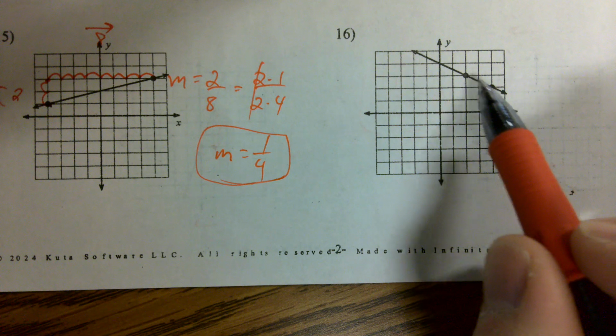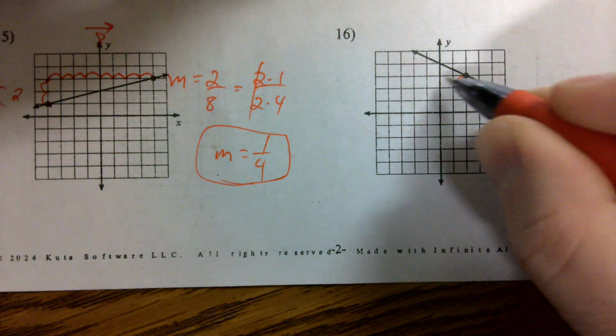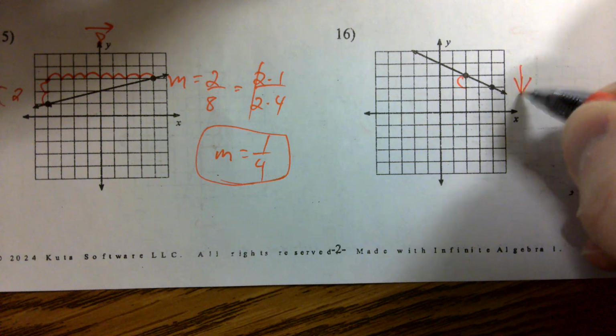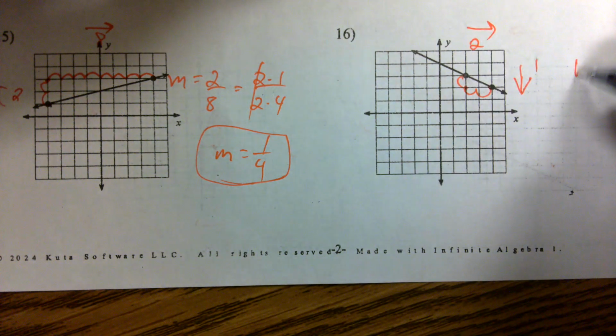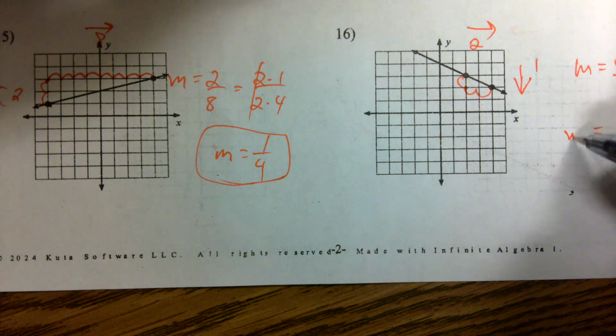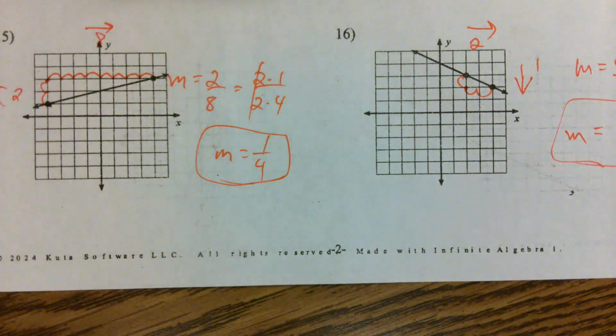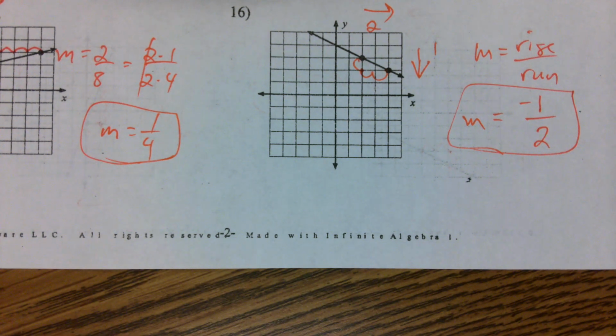And last but not least, number 16, I'm going to start on my left. I'm going down just 1 space. And then I'm going to the right 2 spaces. So my rise over run is going to be 1 down, 2 right. Because I went down on my rise, it's going to be a -1. And of course, when I go to the right, that's positive. So that gives me 2. Nothing to simplify there, so we're all good.